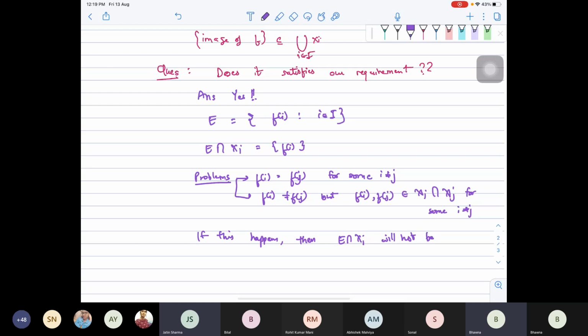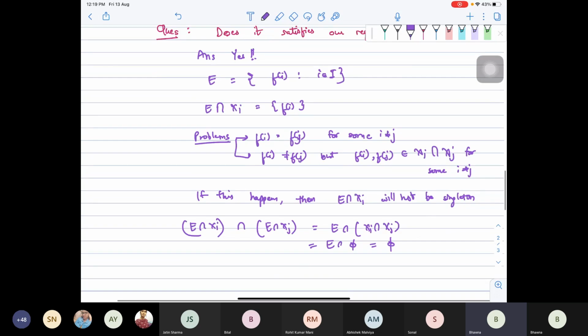But the Xi were pairwise disjoint. If this happens, then E intersection Xi will not be a singleton. Because if I take E intersection Xi intersected with E intersection Xj, it is nothing but E intersected with Xi intersection Xj, which is E intersection the empty set, which is empty. Therefore, this is correct. So it's just an observation. Got it?